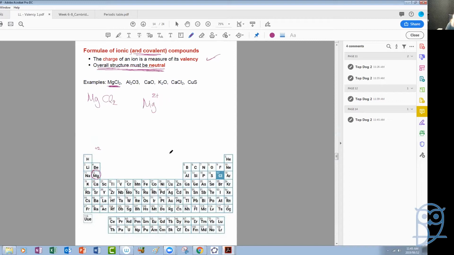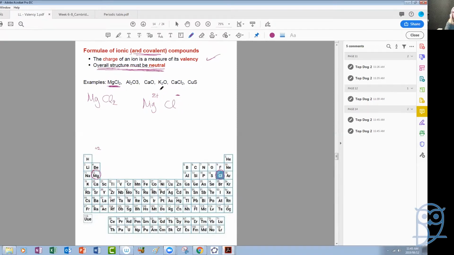And the chloride, here's chlorine. So when it combines through an ionic bond with a metal, this would be a chloride ion. And chloride ions have a charge of -1. So this is how we symbolize a chloride ion.